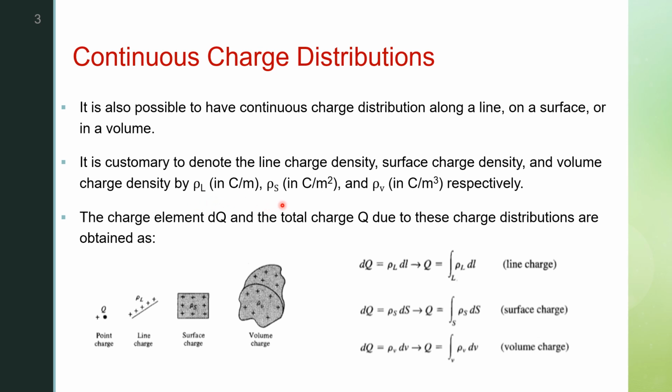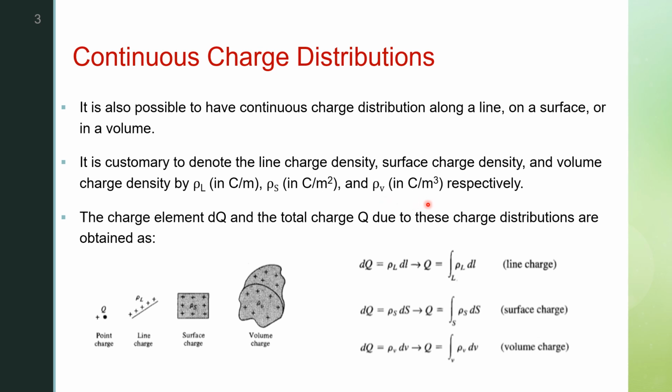Surface charge density represents the charge per unit area. It has a unit of coulombs per meter square, represented by rho s. And volume charge density is represented by rho v, and that is the charge per unit volume. It's measured in coulombs per meter cube.